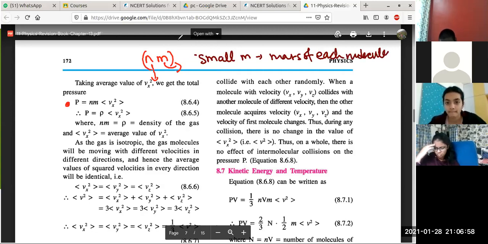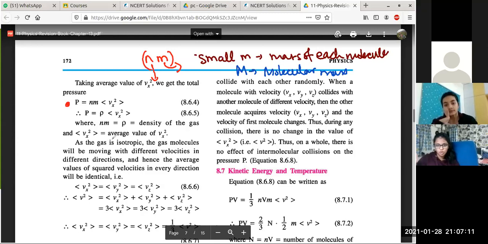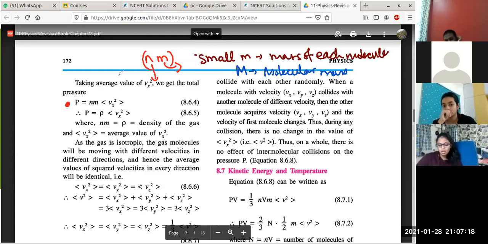Small m is the mass of each molecule. You write this, okay? And capital M is the mole. That's delta V equal to pressure. So it's like N m Vx square is pressure, right?